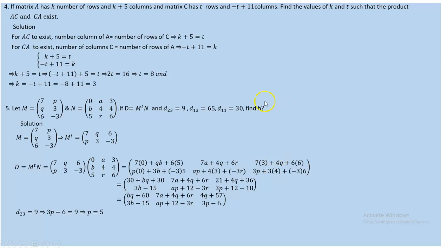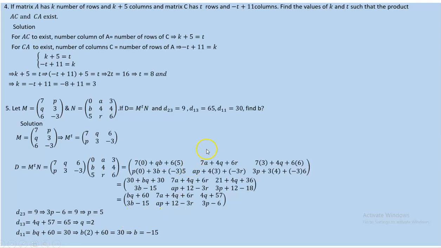Even though p is determined, our interest is to find the value of b, so let us use another given condition. You have been told again that D13 is 65, so D13 is the element obtained at the intersection of the first row and third column. So the first row is this one, and the third column is this. So 4Q plus 57 needs to be 65. So from this, the value of Q can now be determined. It is 2, because 4Q plus 57 is equal to 65 implies that 4Q is equal to 8, and from that Q needs to be 2.